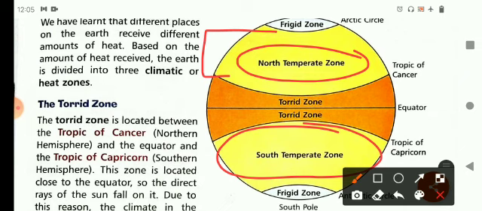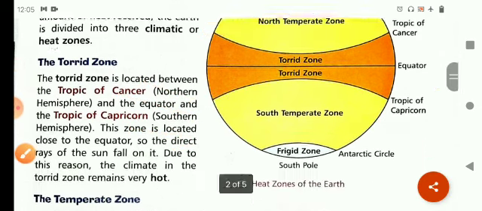The rays of the sun that fall on this zone are slanting. These areas always receive the slanting rays of the sun, and slanting rays heat up the surface area much less as compared to the direct rays, because they have to heat up a much larger surface area, and this is the reason the climate is neither too hot nor too cold. The climate of the temperate zone can be described as the moderate type of climate.